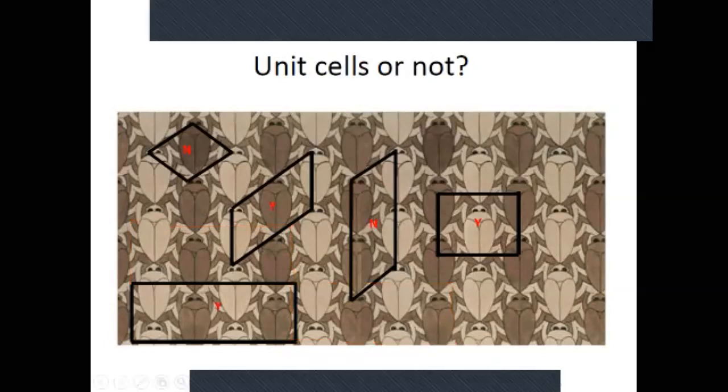So again, when you're connecting lattice points to make a unit cell, what you're looking for is the same thing is getting repeated every time you draw a new unit cell. You've just translated it along the X, Y, or Z axis.